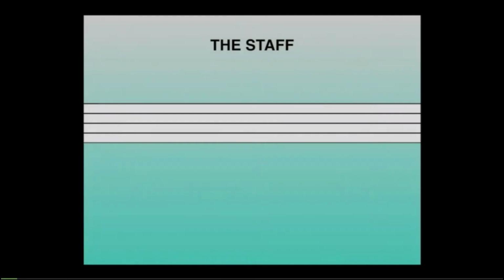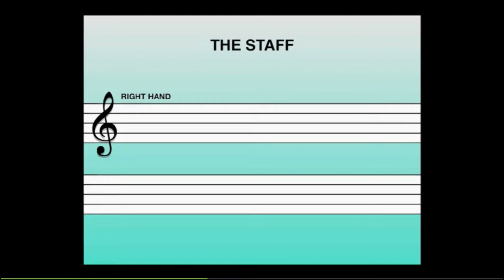Notes can be written on a staff, which is a group of 5 lines that look like this. Higher notes are written on the treble staff. For these notes, you'll see a treble clef at the beginning. These notes are usually played with your right hand. Lower notes are written on the bass staff, with a bass clef like this. In piano, these notes are usually played with your left hand.